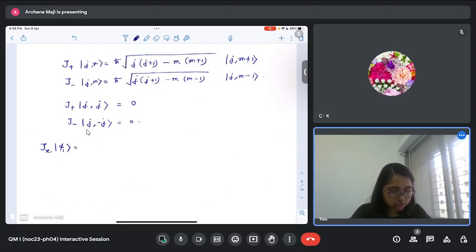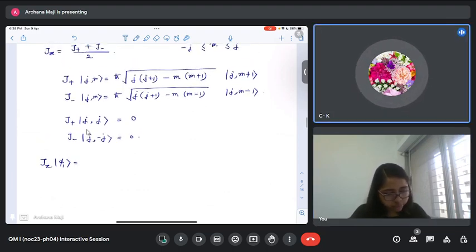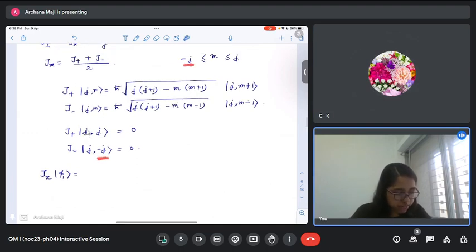Is this clear? Yes, madam. And j minus j, same thing. So m ends at minus j. When j minus acts on |j, m⟩, it takes m to m minus 1. But you don't have minus j minus 1. That state is 0. So that's why it's 0.